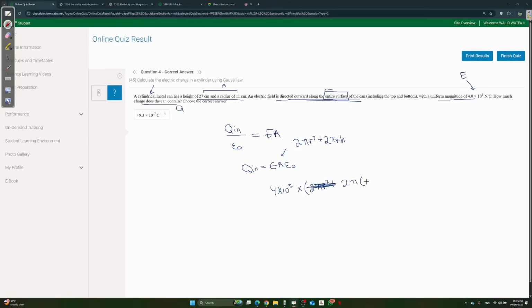2 pi r is 0.11 squared, so 2 pi r squared, plus 2 pi r again 0.11, h is 0.27, times epsilon naught, 8.85 times 10 to the minus 12. So you're going to get this. Alright, very easy.